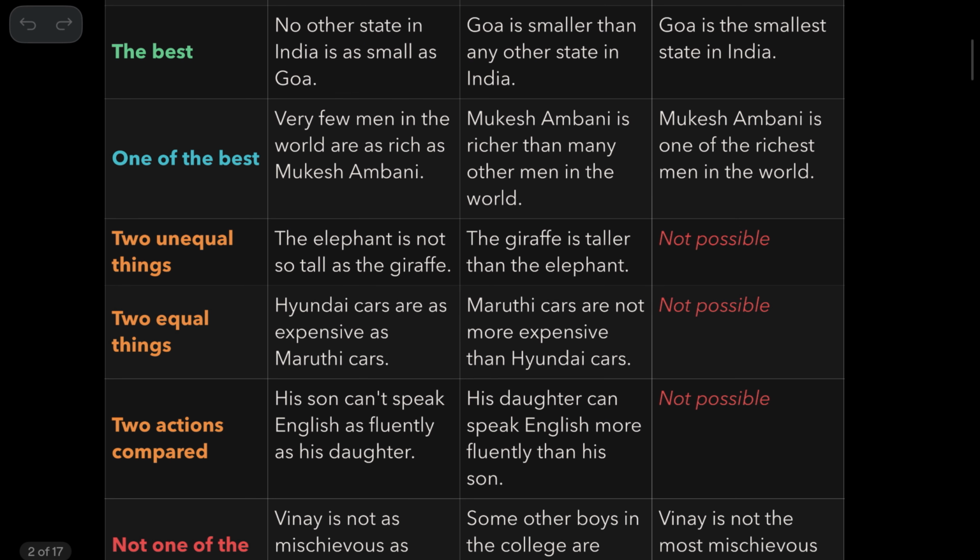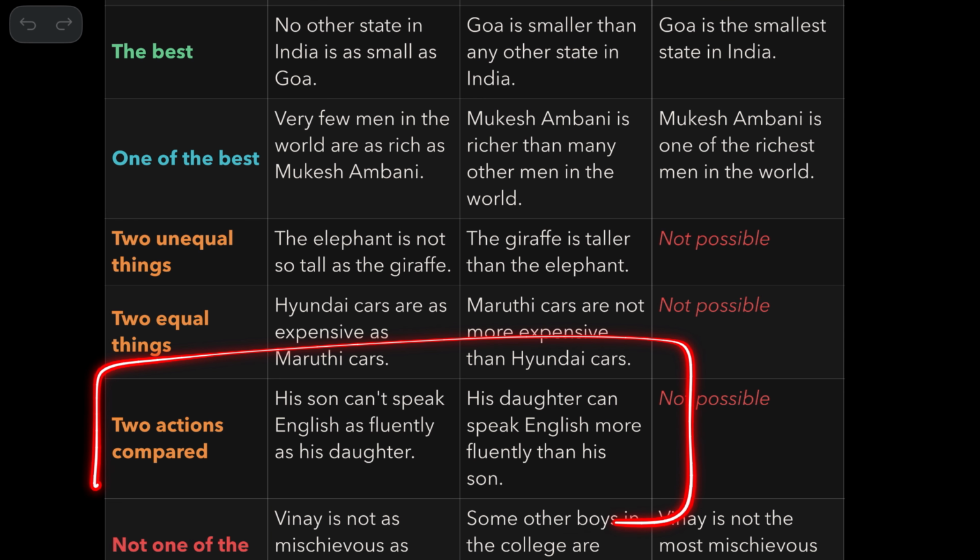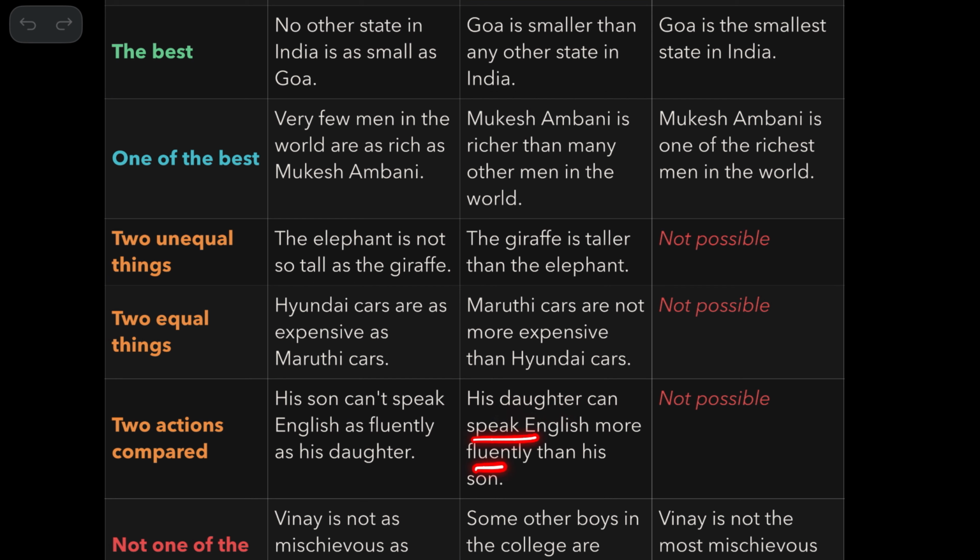Now next one: his son can't speak English as fluently as his daughter. His daughter can speak English more fluently than his son. So, in this pattern, you are comparing two people's actions, not the people, but how they perform an action. The girl can speak more fluently than the boy. The boy can't speak English as fluently as the girl, but the girl can speak more fluently than the boy. Now, you see here "can't speak," and here "can speak," and here "more fluently than," and here "as fluently as."